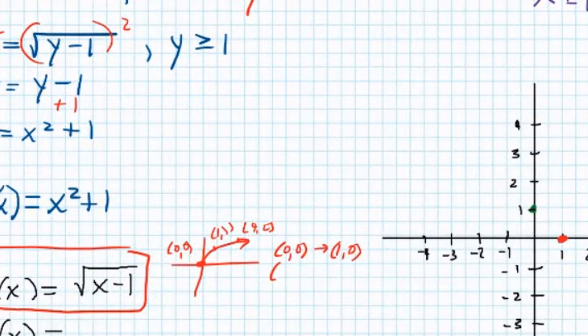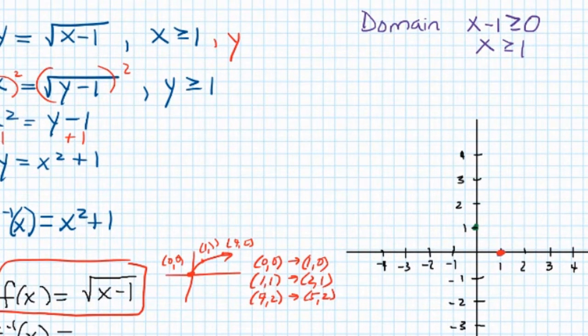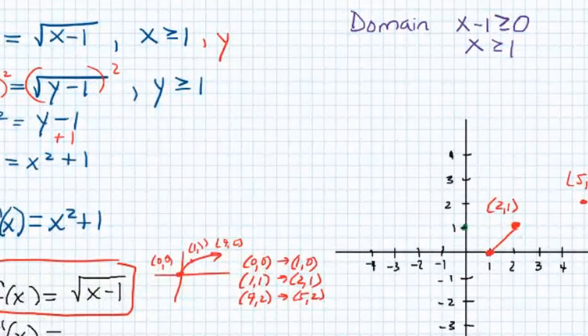So (0, 0) moves to (1, 0). (1, 1) moves to (2, 1). And (4, 2) moves to (5, 2). So we're going to go through (1, 0), (2, 1), and (5, 2). And it's going to look like this.